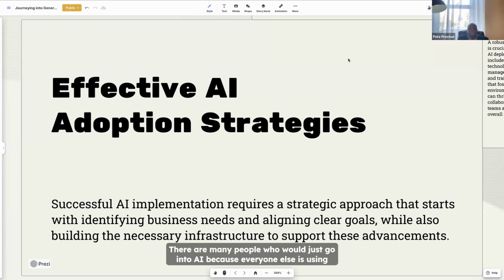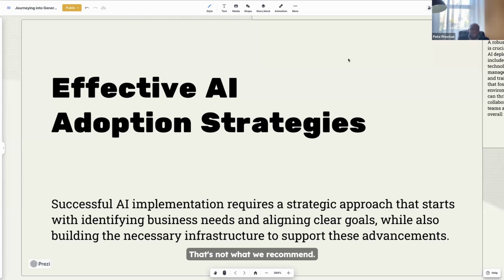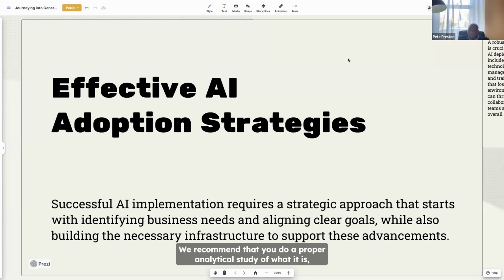There are many people who would just go into AI because everyone else is using it. That's not what we recommend. We recommend that you do a proper analytical study of what it is, why you should be using it, and how that affects your business.